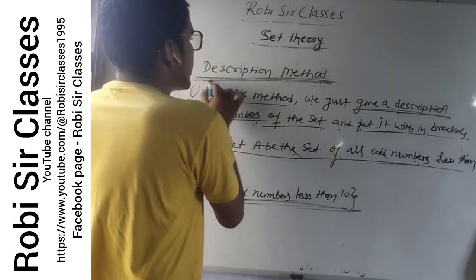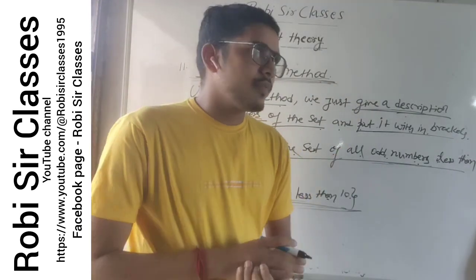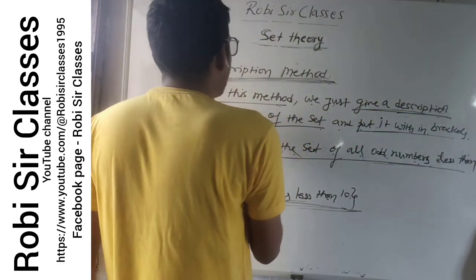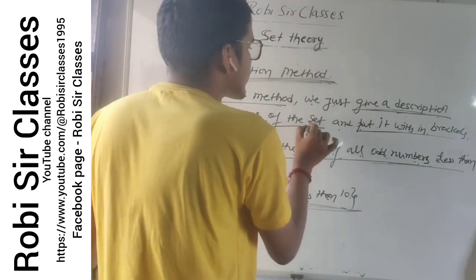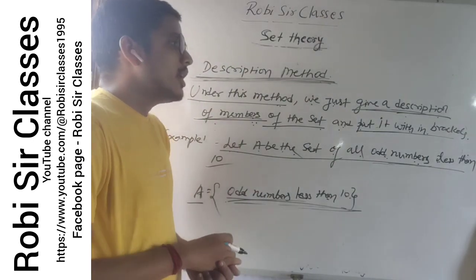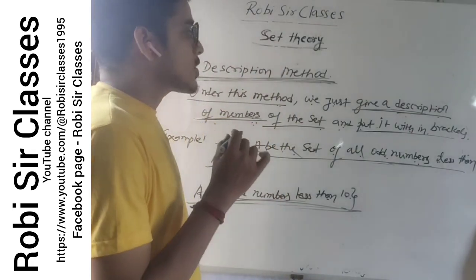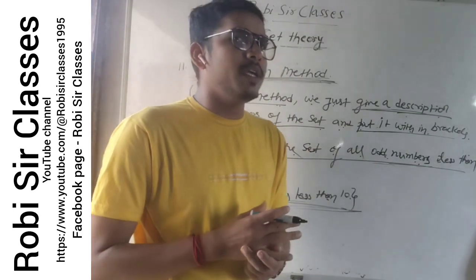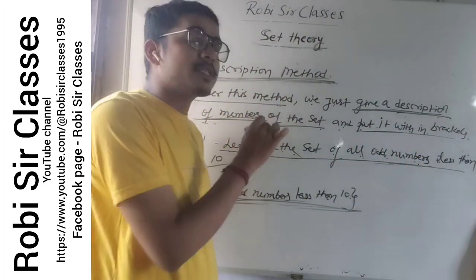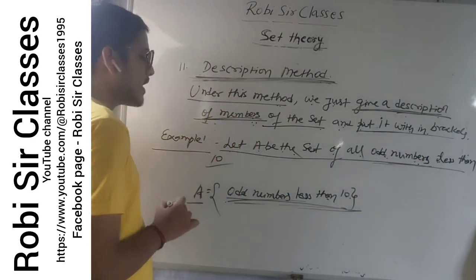Now the second method is the description method. First of all, you have to understand this method. Under this method, we just give a description of the members or elements of the set and put it within brackets. According to this method, if we have to solve a question, then first of all we have to read the question carefully. After that, we have to give a description of the elements of the set and put it within brackets. So I am giving an example.